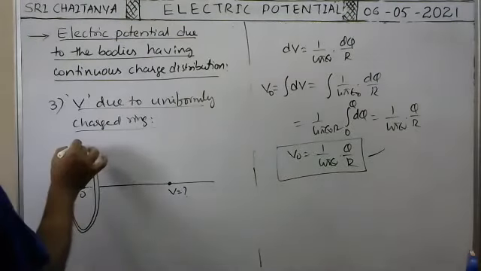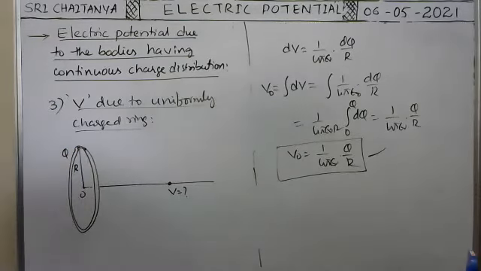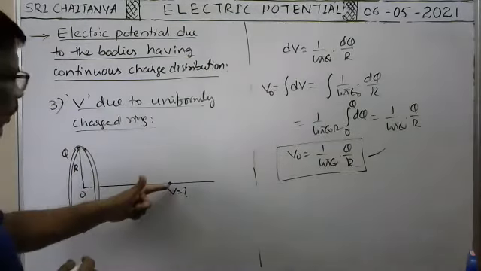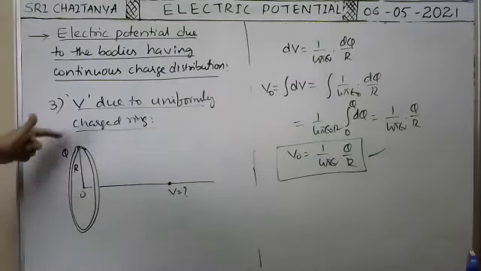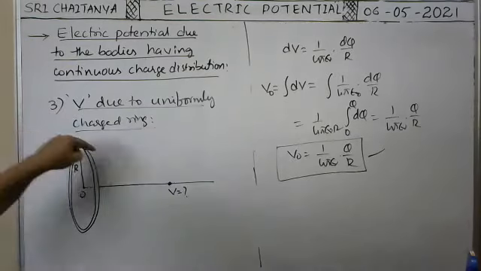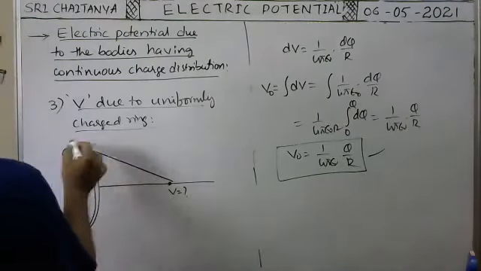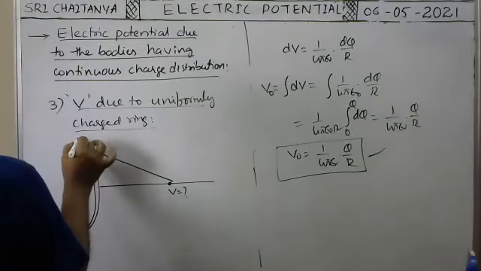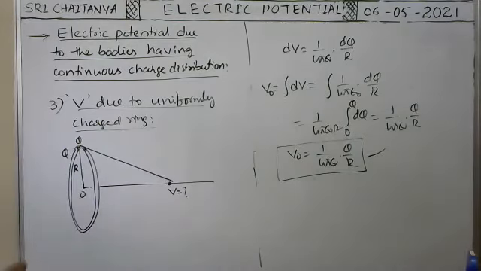Here also you divide the ring into a number of elements. Due to this element, what is the potential defined? Every part or every element of the ring is equidistant from this point. That's why the entire charge can be treated as a point charge here, and due to this point charge, we have to find the potential at this point.